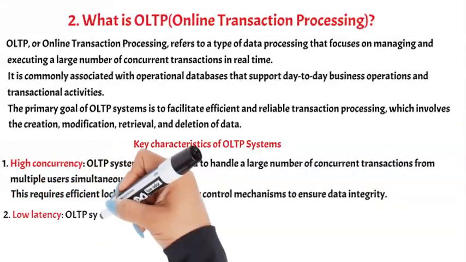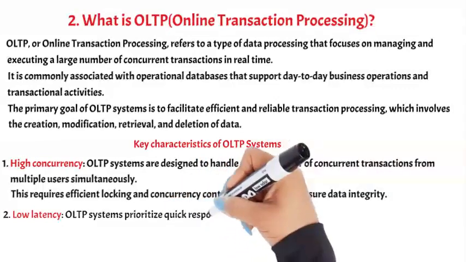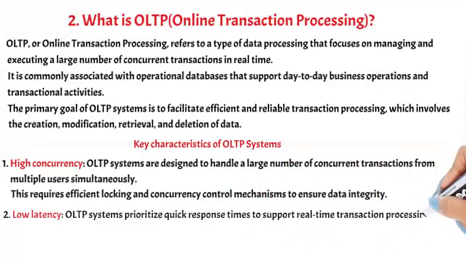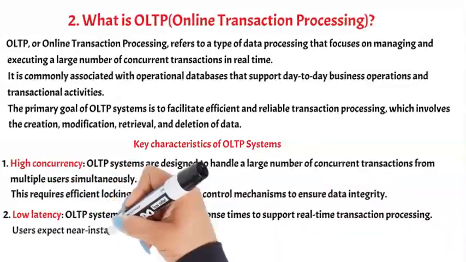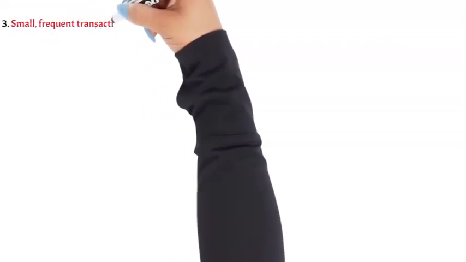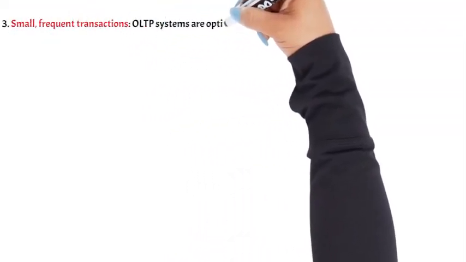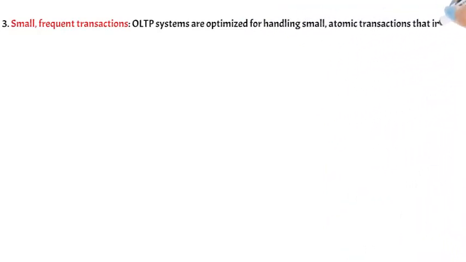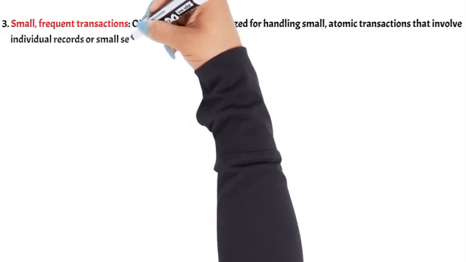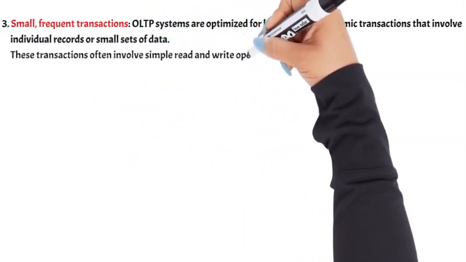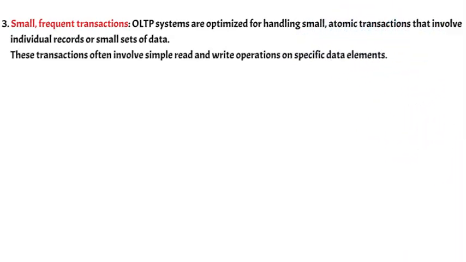2. Low latency. OLTP systems prioritize quick response times to support real-time transaction processing. Users expect near-instantaneous response when interacting with the system. 3. Small, frequent transactions. OLTP systems are optimized for handling small, atomic transactions that involve individual records or small sets of data. These transactions often involve simple read and write operations on specific data elements.